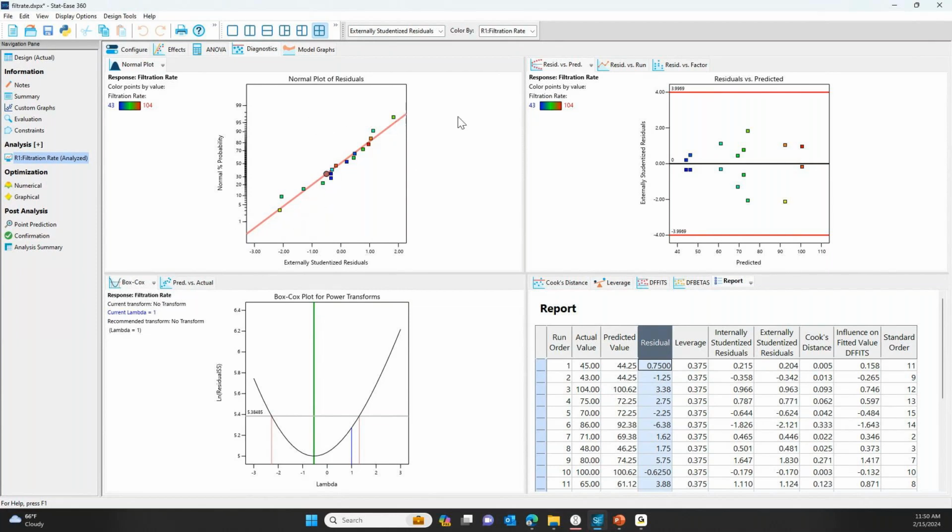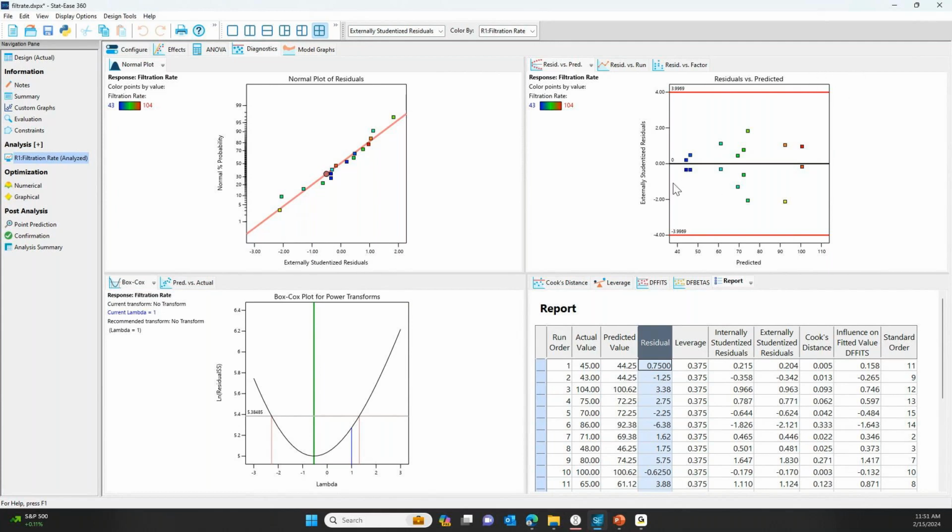So modest deviations are fine. The software is robust enough to handle modest deviations. But if you have a big sweeping S shape, we're going to have to do something to deal with that. We're also going to look at the residual versus predicted.